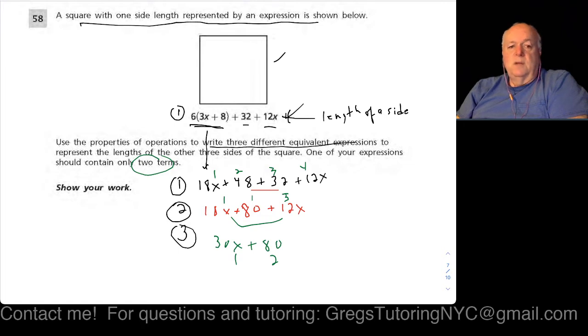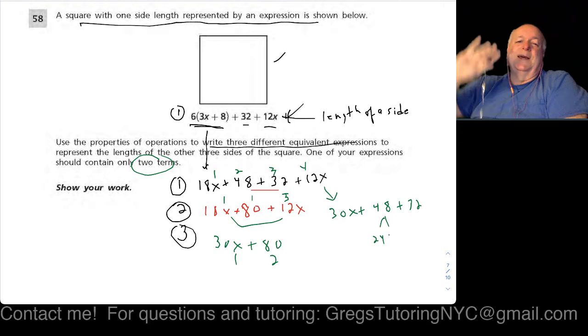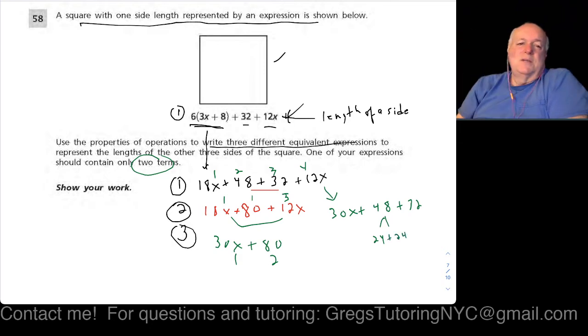There's probably other variations of this. We could have done from step number 1, I could have combined the x's first, so I would have gotten 30x plus 48 plus 32. Theoretically, we could do anything. I could have even made this 24 plus 24. That would really be going beyond the scope of what the intention of the question was about, but theoretically is a valid equivalent expression. Okay, so who are they to say, right?